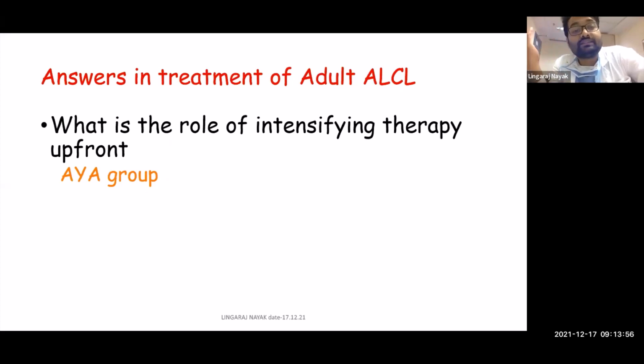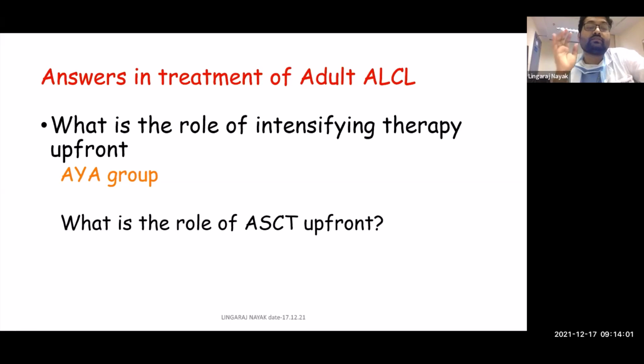So what is the role of intensifying therapy upfront? Yes, in adolescent and young adult, you should consider giving intensification. And what is the role of transplant? In the ALK negative group, they should undergo transplant if they are not receiving intensive therapy.